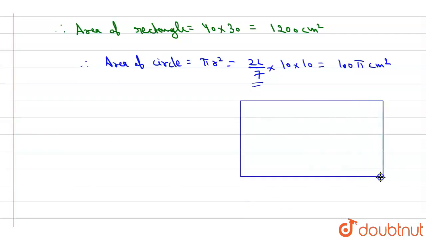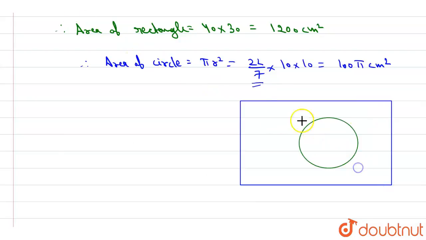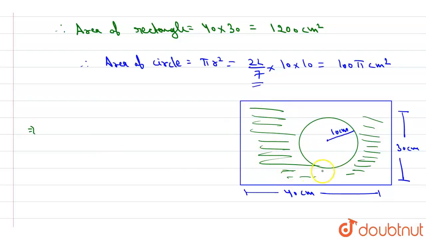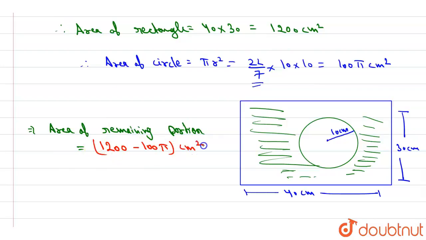So let's see, we have given this rectangle with this circle of 10 centimeter radius, with dimension 40 centimeter into 30 centimeter rectangular dimension. It means according to the diagram here, the required remaining portion is this, which means the remaining portion is rectangular area minus area of circle. So therefore, the area of the remaining portion is equal to area of rectangle minus area of circle, which is 1200 minus 100 pi centimeter square.